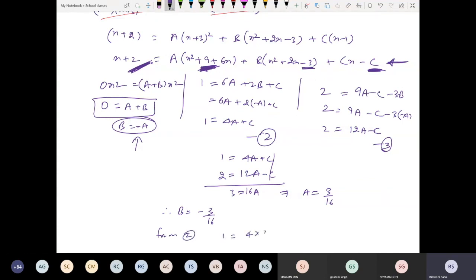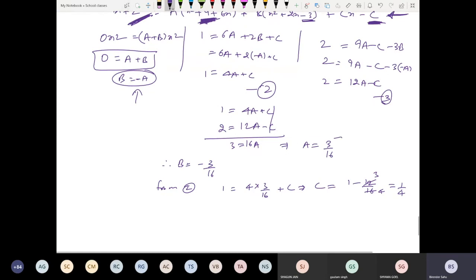1 equals 4 times p by 16 plus c. Find the value of c. 1 minus 12 by 16. Okay, this is 1. So we got the value of a, we got the value of b, and we got the value of c. Is there any doubt to anyone?